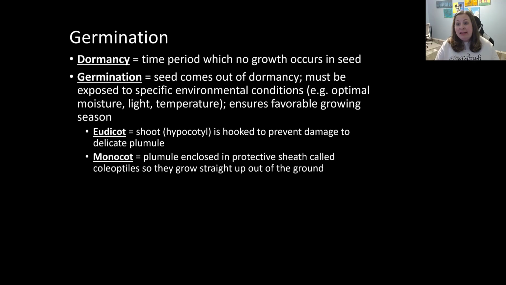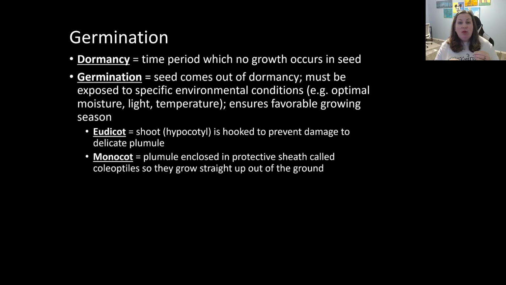All right, the last little bit we want to talk about is germination. With germination, this is when the seed actually starts to grow. Dormancy is the time period in which no growth occurs in the seed. This would be like when it's sitting in the seed packets at the store, or it just got released from the plant. But germination is when the seed comes out of this dormancy. It must be exposed to specific conditions before it will do this.